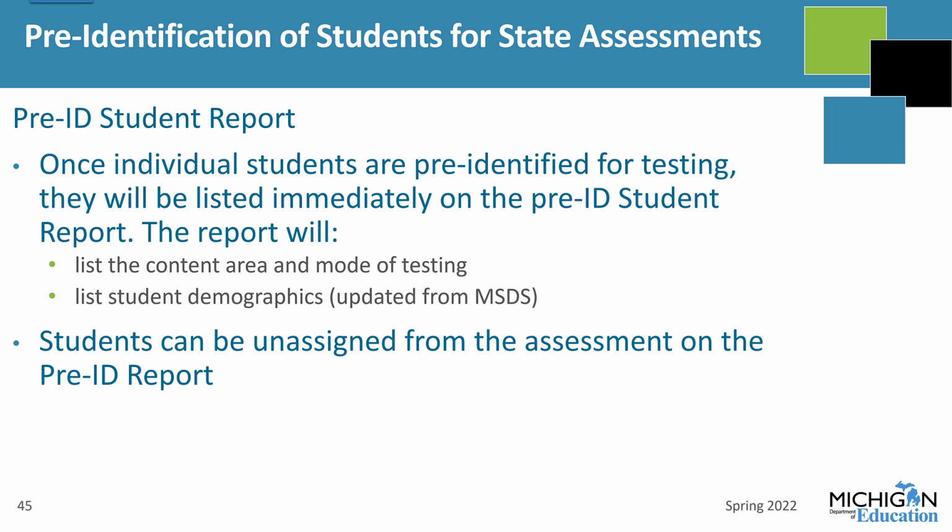including by grade and content area, mode of testing, that is paper, pencil, or online, and demographic information based on what exists in MSDS. You can use this page to unassign students from an assessment if you notice any errors in your pre-ID list. Remember, unassigning a student from a test in the OEAA Secure Site does not remove the accountability to test. Accountability is based on MSDS information.